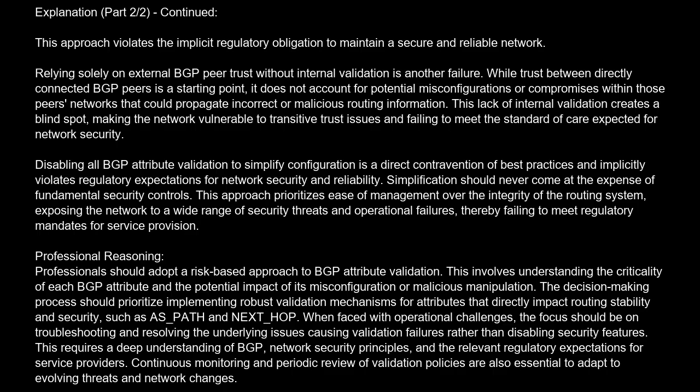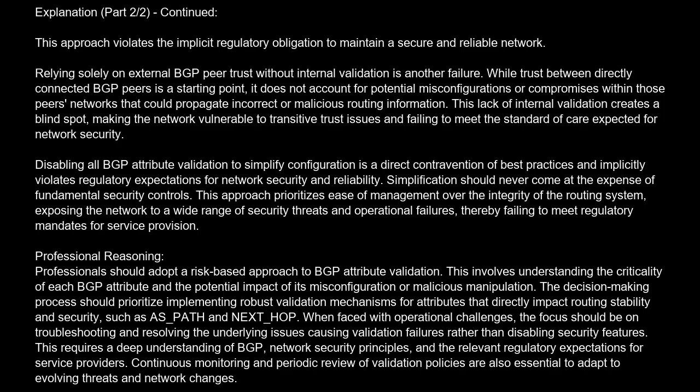Relying solely on external BGP peer trust without internal validation is another failure. While trust between directly connected BGP peers is a starting point, it does not account for potential misconfigurations or compromises within those peers' networks that could propagate incorrect or malicious routing information. This lack of internal validation creates a blind spot, making the network vulnerable to transitive trust issues and failing to meet the standard of care expected for network security.